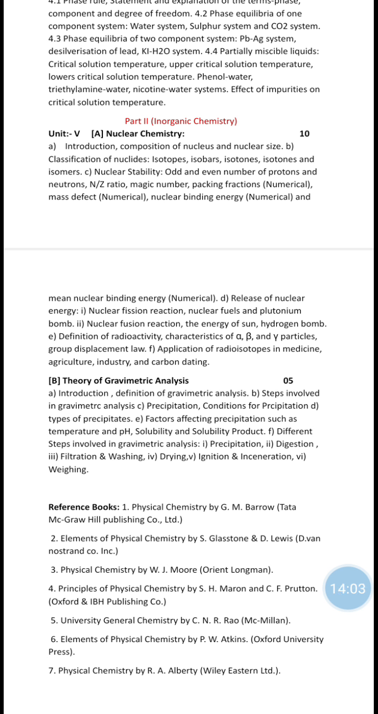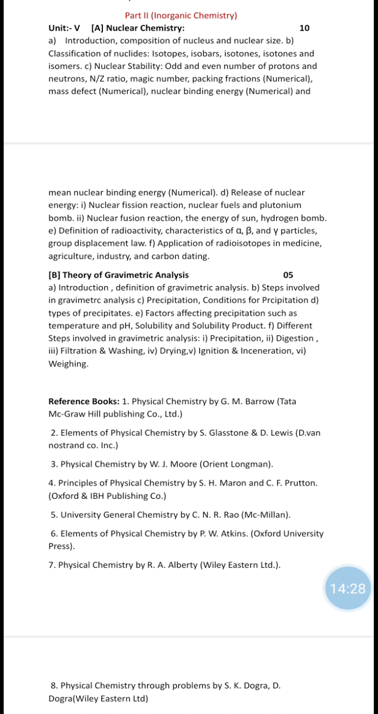As n by p ratio increases, the nuclear stability decreases. As n by p ratio decreases, nuclear stability increases. After that we will see magic numbers, packing fractions, and the problems based on the magic numbers, packing fractions, and mass defect. After this we will see mean nuclear binding energy. It means the energy that is required to break a nucleus into its constituent particles.